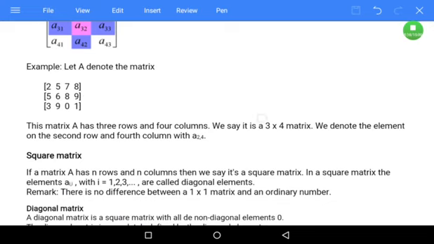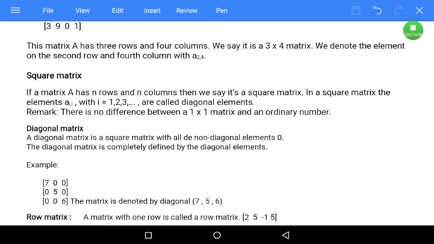Okay, so what is a square matrix? When we say a matrix is a square matrix, what do we mean? Of course, you can have matrices like A33, A22, A44, A66, A55, etc. Now, when the number of rows equals the number of columns in a matrix, such a matrix is called a square matrix.